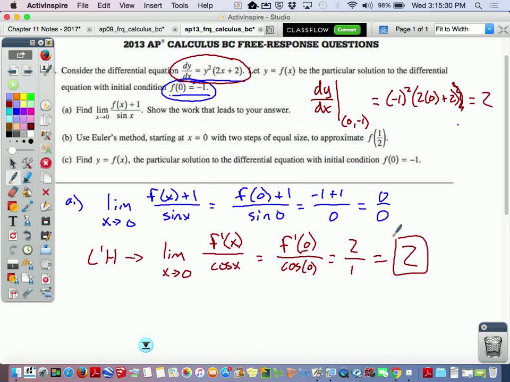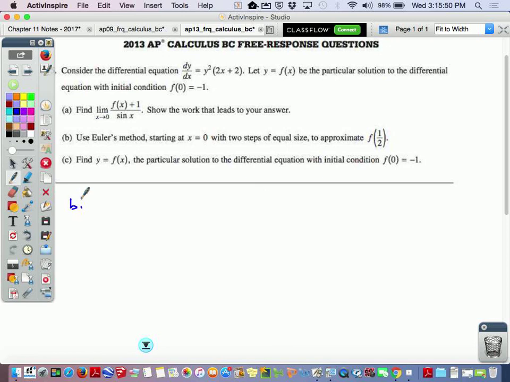This is a 2-point question. We get 1 point for using L'Hopital's rule, so getting to this is a point, and then getting our final answer of 2 is a point. So 2 points for part A. Part B.